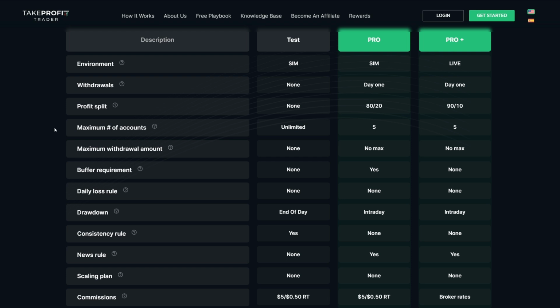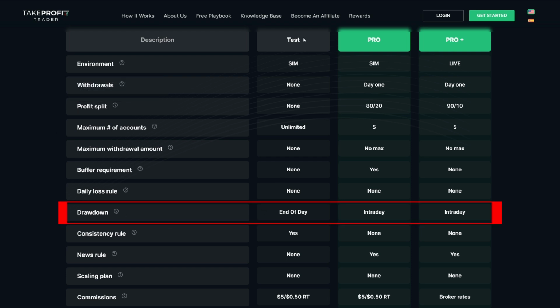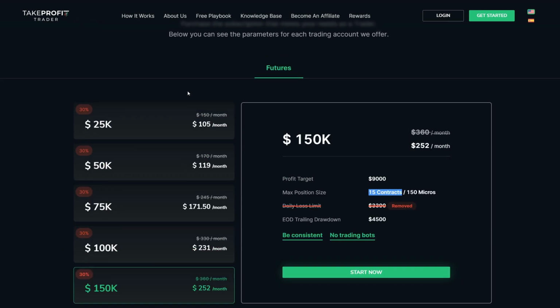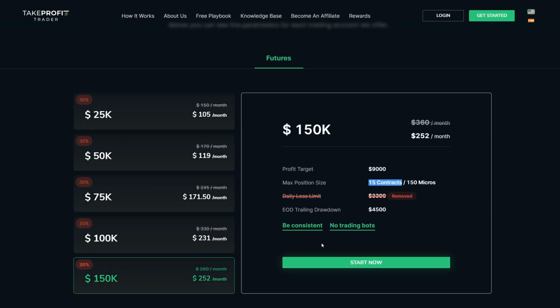Well, before I show you guys why that account is so appealing, let's go back over and look at the drawdowns. Notice in the test phase, we have an end of the day trailing drawdown. And then once we go pro or pro plus account, you have an intraday trailing drawdown. Now, again, keep in mind with a 150K account, we get $4,500 of drawdown. Or is there a hack to where we can actually get more than $4,500 of drawdown? I'm about to show you that hack here in just a moment.